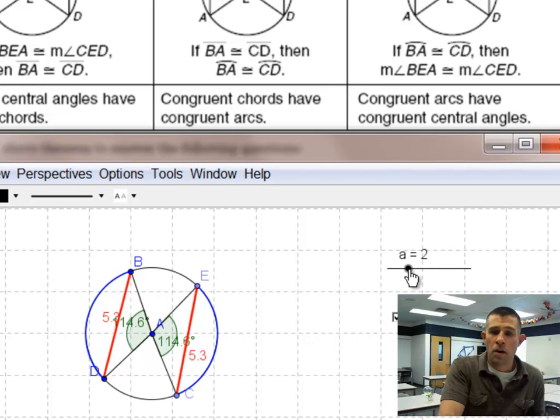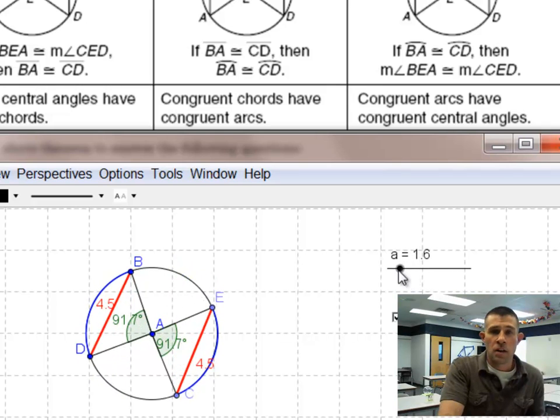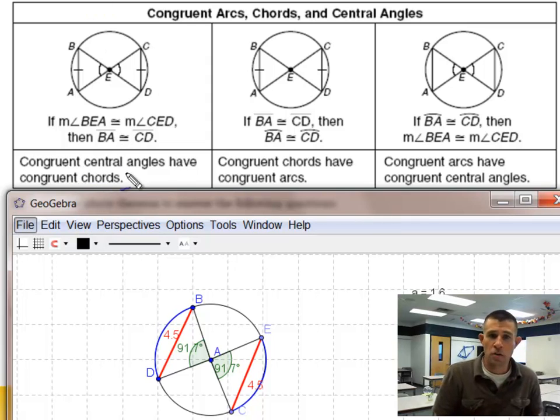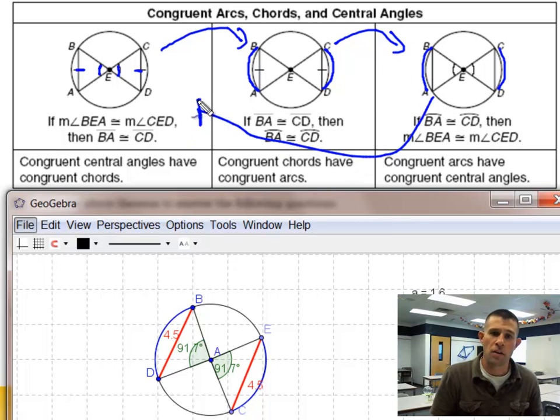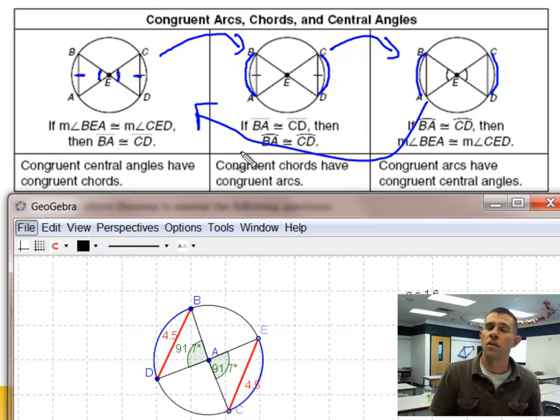So my theorem up above really just ties all three of these congruent measures together. What the theorem says is congruent central angles have congruent chords. So here are my two congruent central angles. That means chords AB and CD are equal to each other. And if I have congruent chords, then I have congruent arcs. Therefore, arc AB is congruent to arc CD. And if I have congruent arcs, I know that my central angles must be congruent. So it's kind of like one big circular congruency thing. If one pair is congruent, then all the other pairs are congruent too.